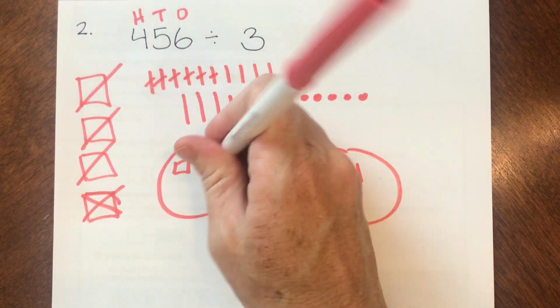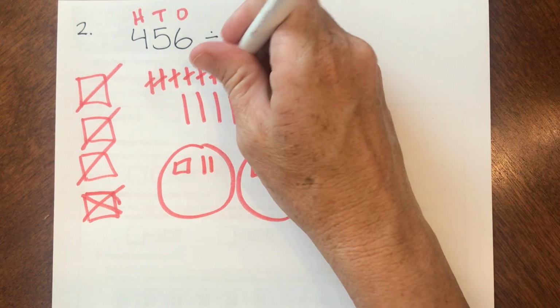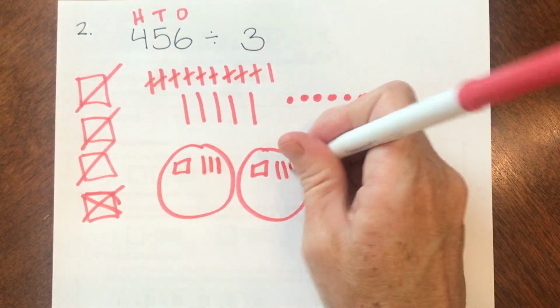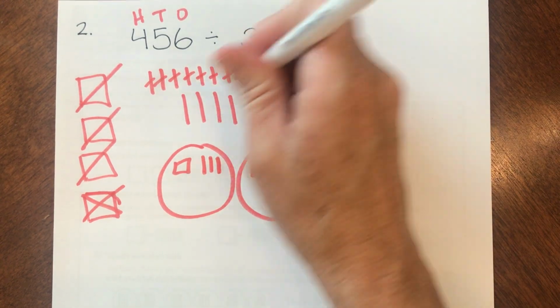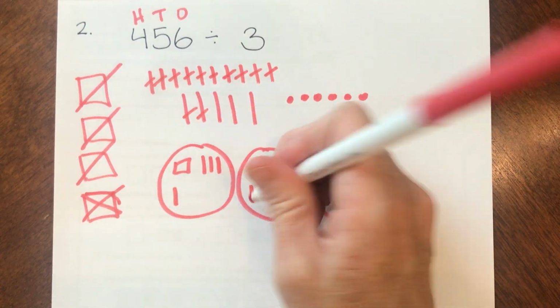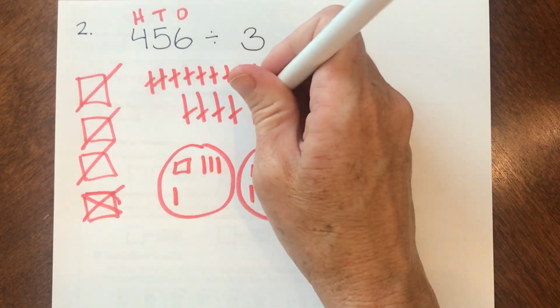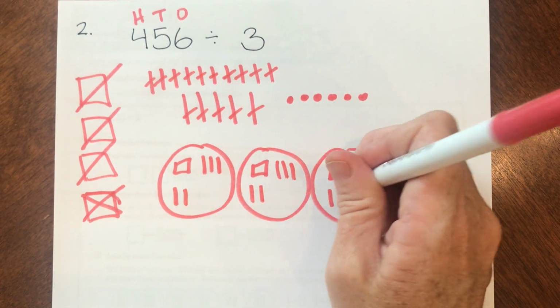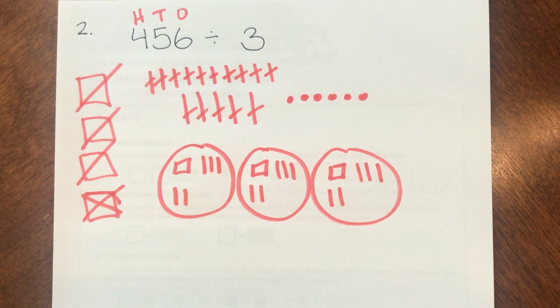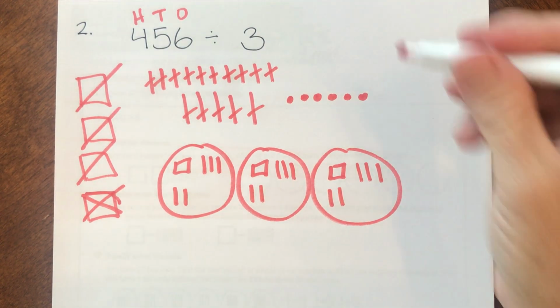1, 2, 3. 1, 2, 3. Oh, I still have more. 1, 2, 3. 1, 2, 3. And I had none left. They passed out perfectly. Okay, so now let's go into our ones.